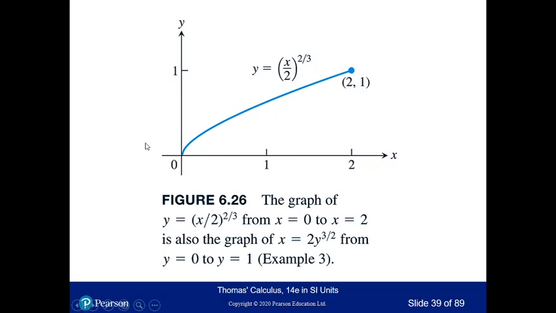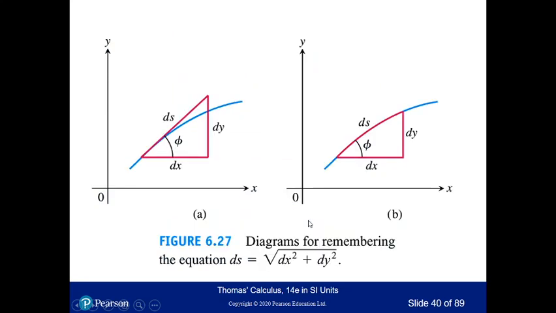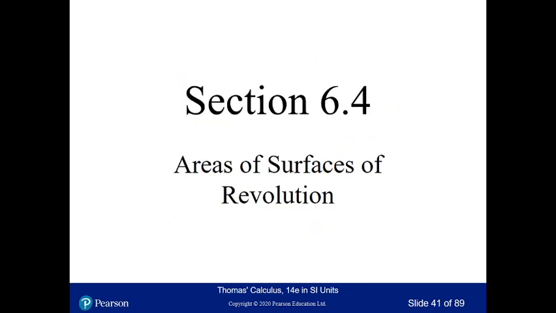This is an example of that fact. The graph of this is given as y is equal to (x over 2) to the 2 over 3, and we want to find the length by integrating over y. So we can use g of y as 2 times y to the 3 over 2 and integrate from 0 to 1 over y, or you can use x values and integrate from 0 to 2 of the square root of 1 plus y prime squared, dx. You can use either way. Okay, I think that's good enough.